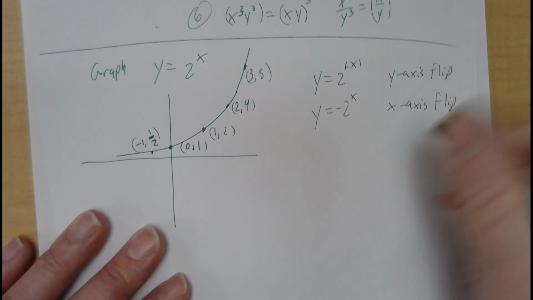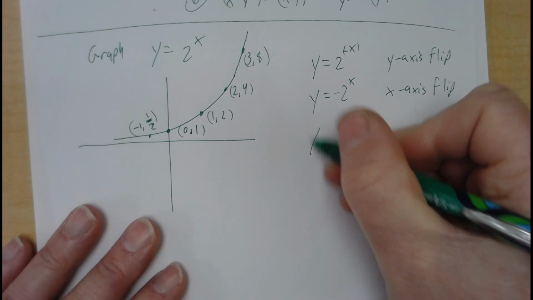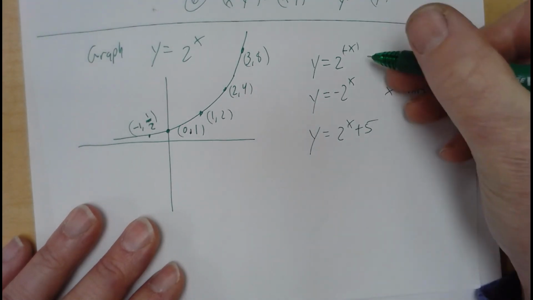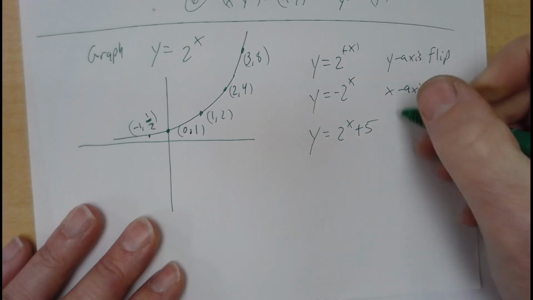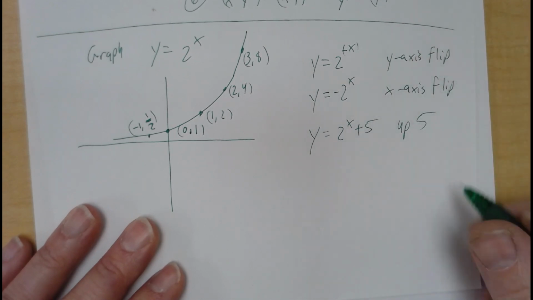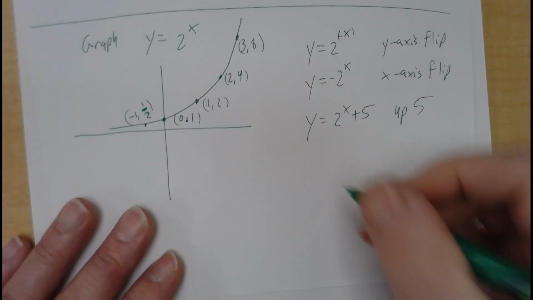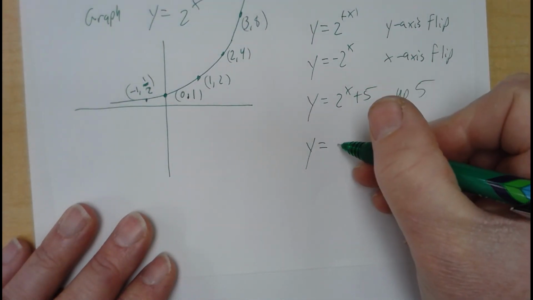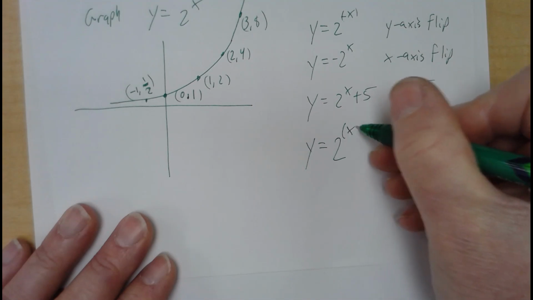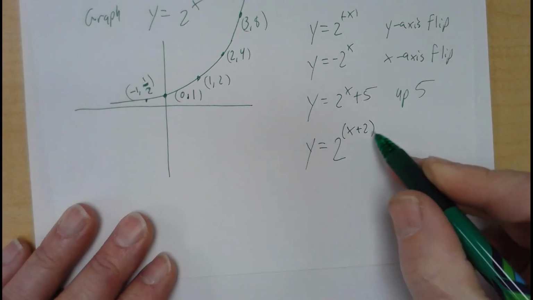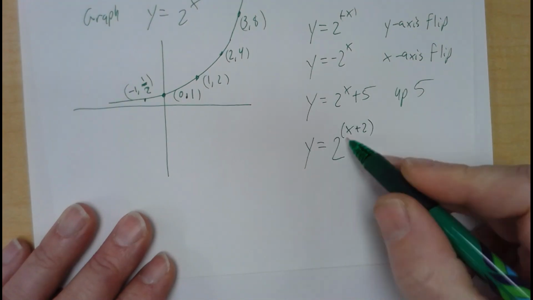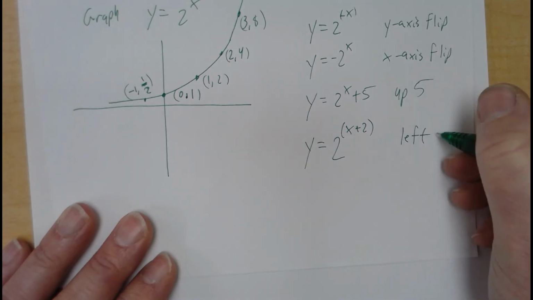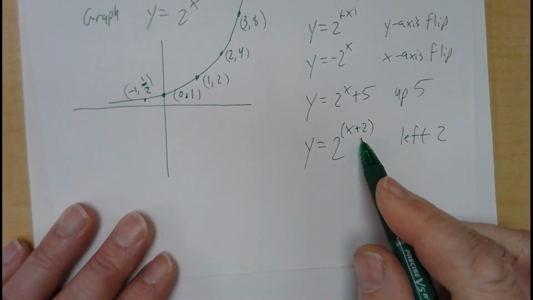Okay, we can also move functions up and down. So y is equal to 2^x plus 5. That moves the function up. If it was a minus, it would move it down. So we go up 5. If we want to move the function left or right, we have to put a number inside with the x in parentheses. So it's 2^(x+2), right? So if there's a 2 in parentheses before you do the exponent, that's going to move it left 2. If it was minus, it would be right 2.